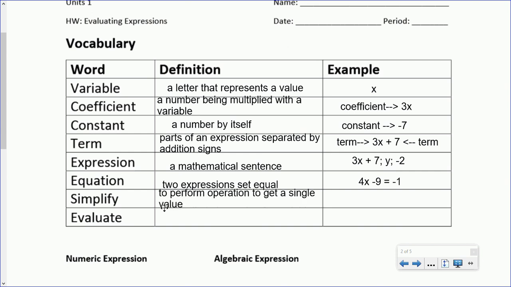Simplify, we already talked about, is to perform operations to get a single value. So when we do 3 plus 5, when we get 8, we simplified it. Evaluate is to substitute in a value for a variable and then to simplify it. So if we have x plus 4, but we know x equals 6, we can do 6 plus 4 and we know the whole thing equals 10.